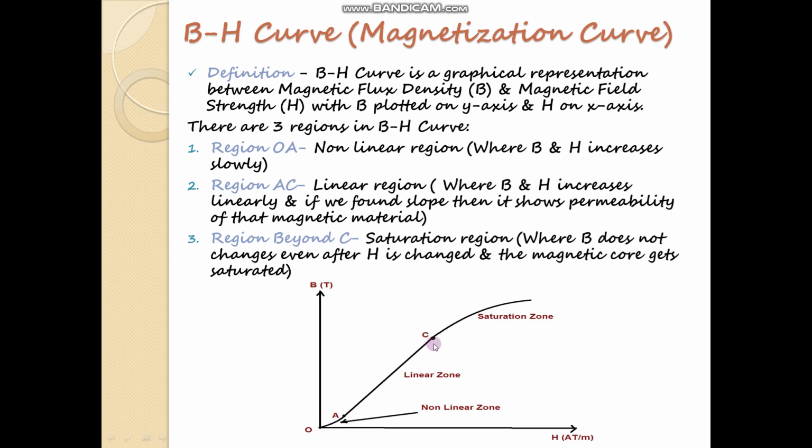Now the third region is the region beyond C. This C is called a knee point, and the region beyond this point C is called the saturation region, where B does not change even after H is changed, and the magnetic core gets saturated here.